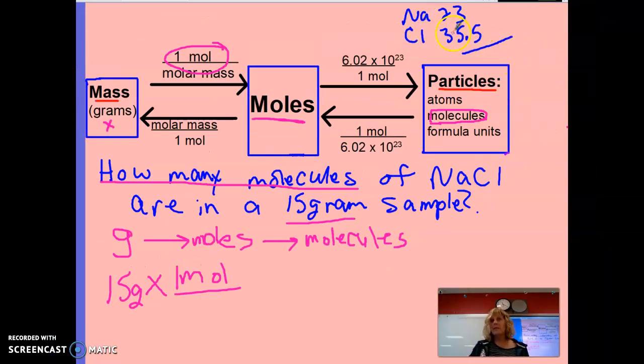All right, I ran out of space there. So sodium is 23, chlorine is 35.5. So it's going to be something .5. Looks like 58.5. Okay, so 58.5. Remember what this means. This is 58.5 grams in 1 mole. Don't forget that.